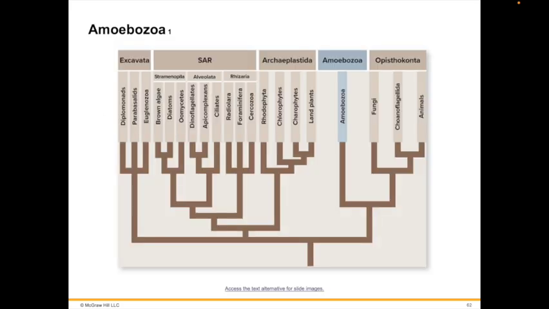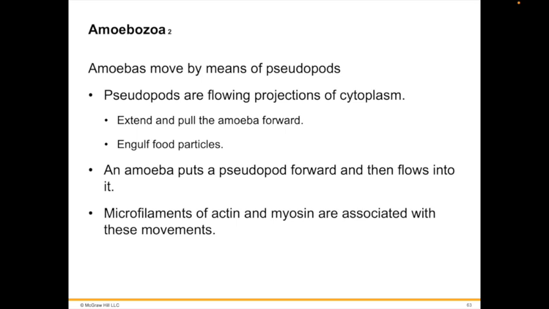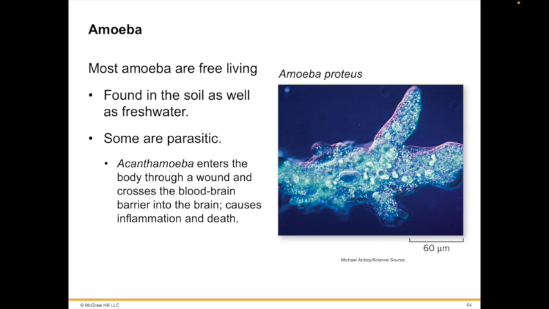We're at the Amoebozoa, the next to last group, excuse me. Most amoebas are free-living, but some are parasitic. Many protists are free-living and found in the soil and freshwater ecosystem, but few species are pathogenic to humans. And you see that pseudopod there at the top right near about 1 o'clock in the figure.